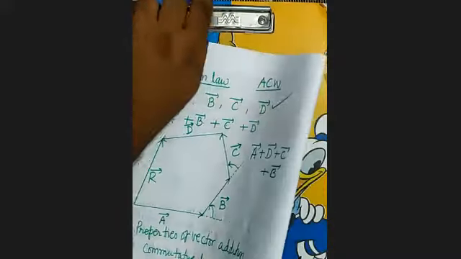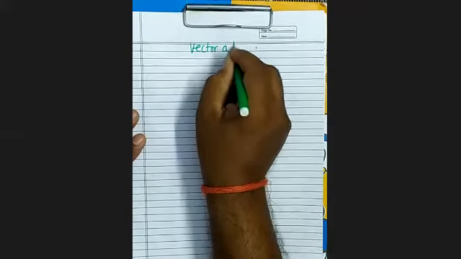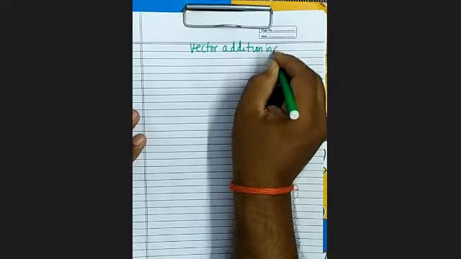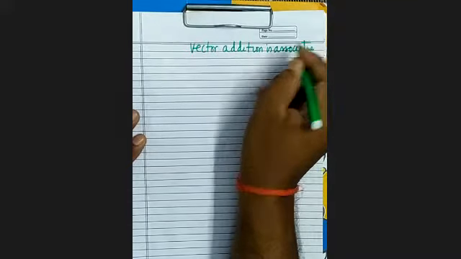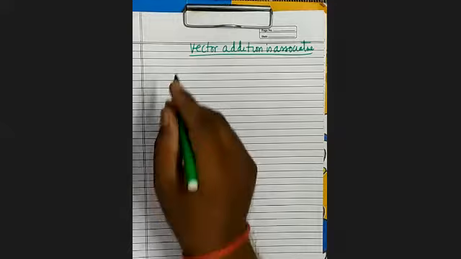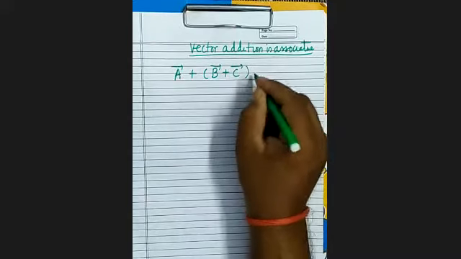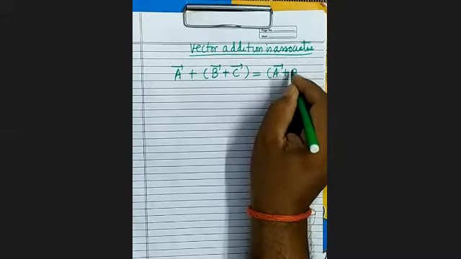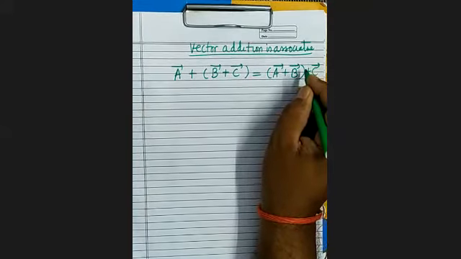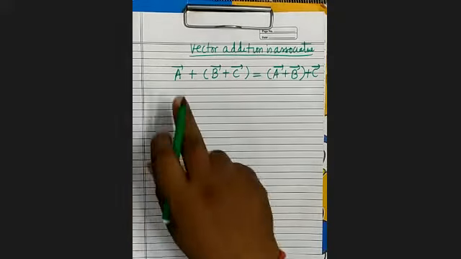Now the second is: vector addition is associative. Suppose there are three vectors, vector A, vector B, and vector C. Then vector A plus vector B plus vector C equals vector A plus vector B, whole plus vector C. Here there are three vectors A, B, C. First you add vector B and vector C, and then the resultant of those two vectors you add to vector A.